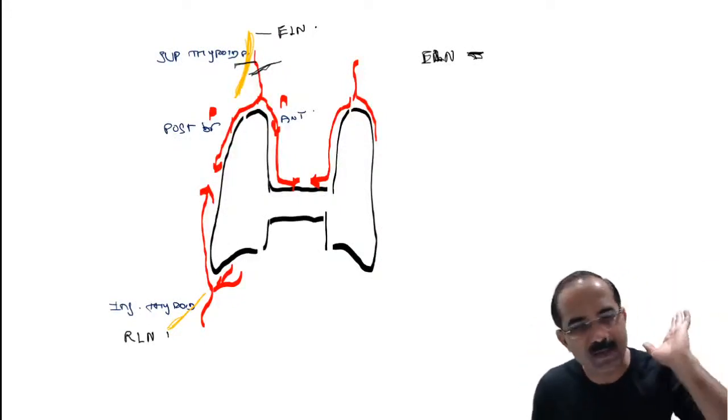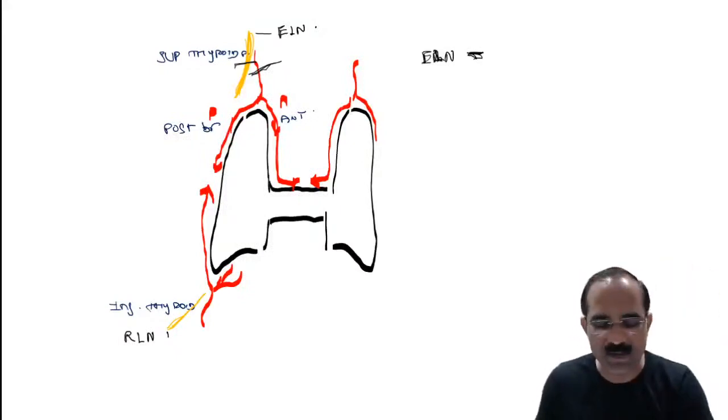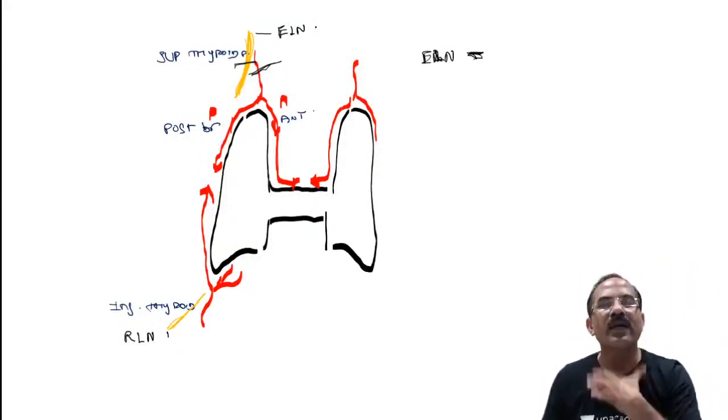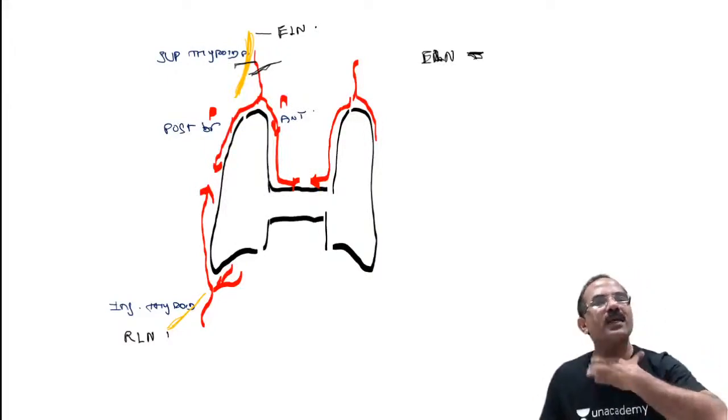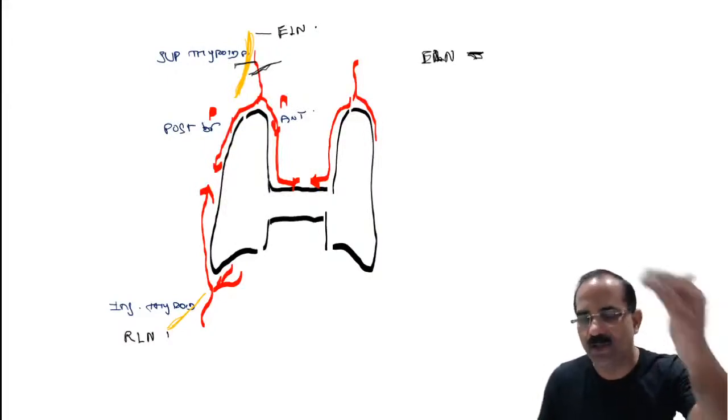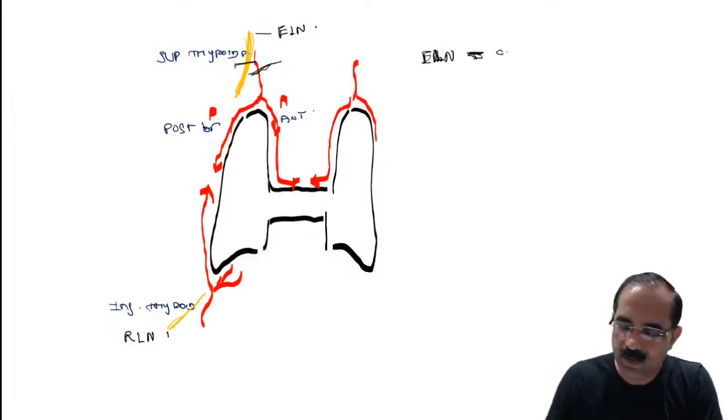It supplies only one muscle, and this muscle is outside. Yes, very good. It is known as the extrinsic muscle of the larynx. The name of the muscle is, yes, you all answered this, cricothyroid. Right? Cricothyroid. And what is the action of cricothyroid?